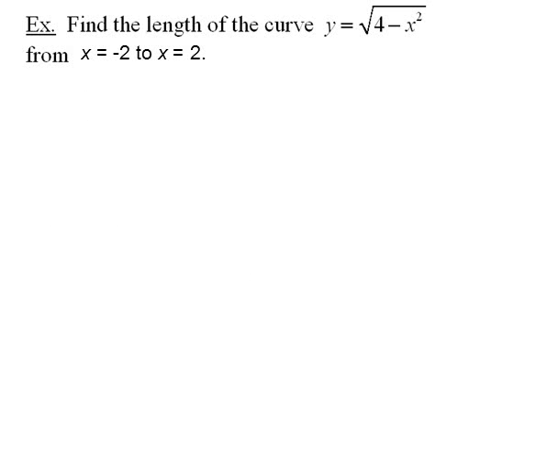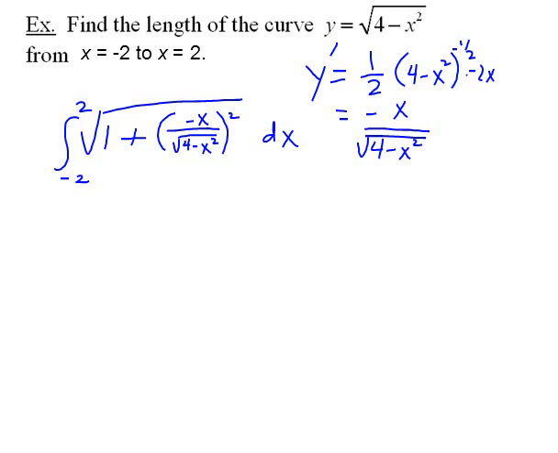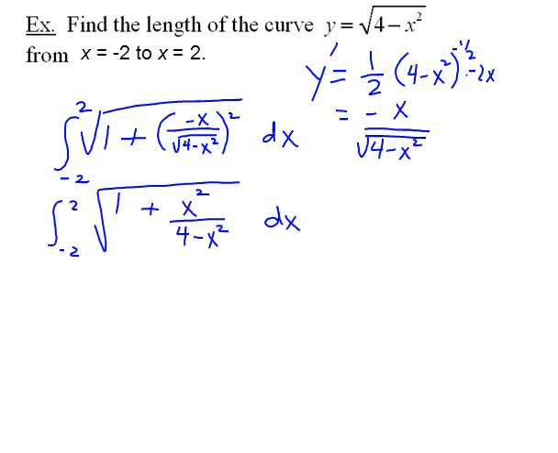Let's look at how to find the length of the curve with the equation y equals the square root of 4 minus x squared from x equals -2 to x equals 2. In order to use our arc length formula, I need to find dy dx. So by the chain rule, dy dx is equal to negative x over the square root of 4 minus x squared. I'll plug that into the arc length formula and simplify.